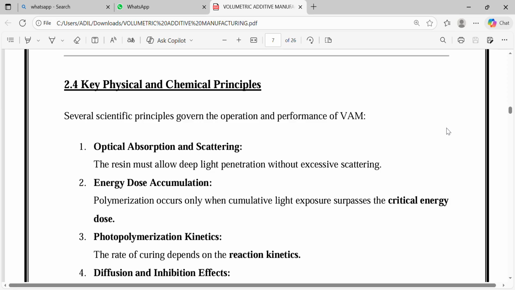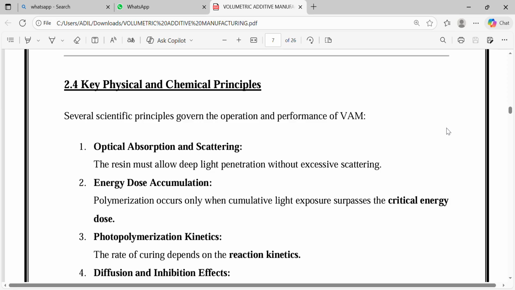The third key chemical principle is photopolymerization kinetics. The rate of curing depends on the reaction kinetics. Reaction kinetics describes the polymerization rate. It influences the solidification process. It affects the final part properties. It impacts the printing speed and resolution.